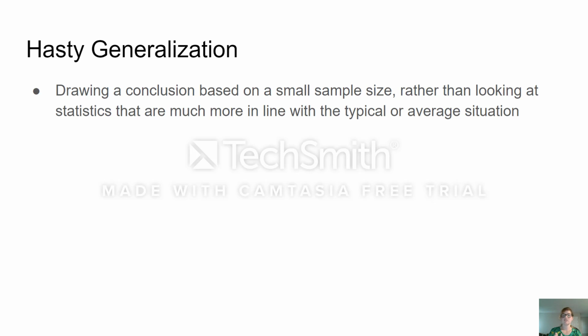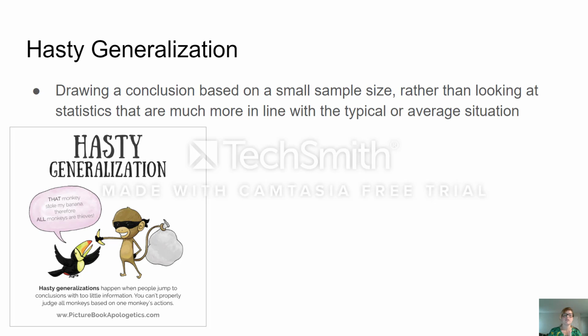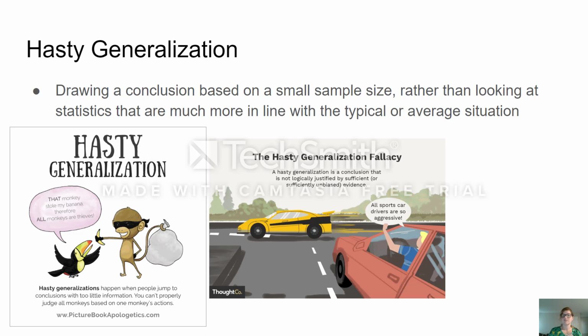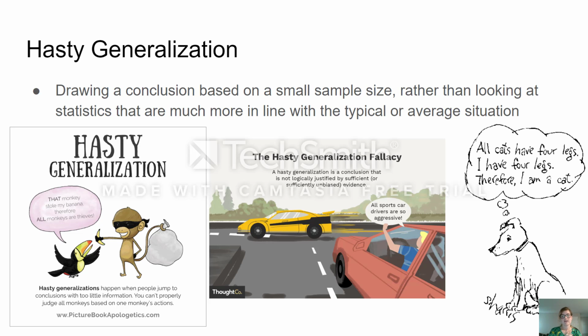Hasty generalization. So drawing a conclusion based off a small sample size rather than looking at the statistics. So that monkey stole my banana, therefore all monkeys are thieves. Teachers are guilty of this a lot when they say, like, all students are messy because one student left behind a water bottle, something like that. Or something like this, all sports car drivers are so aggressive. Or all cats have 4 legs.